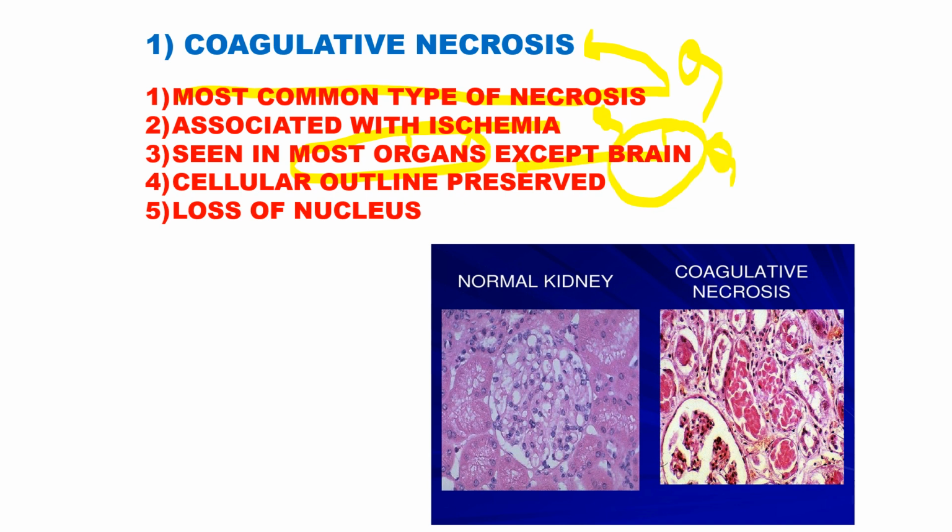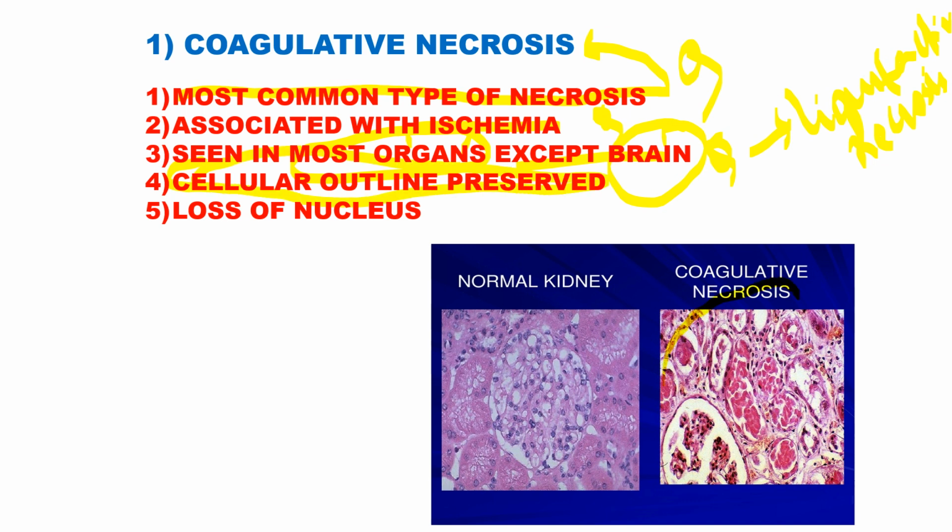Very important question: which type of necrosis occurs in the brain? It is liquefactive necrosis, right? Liquefactive necrosis is the type of necrosis which occurs in ischemia of brain. Now, next point is cellular outline is preserved.